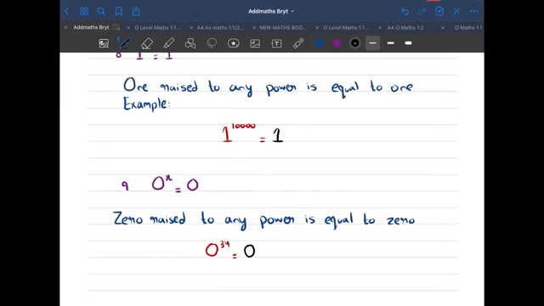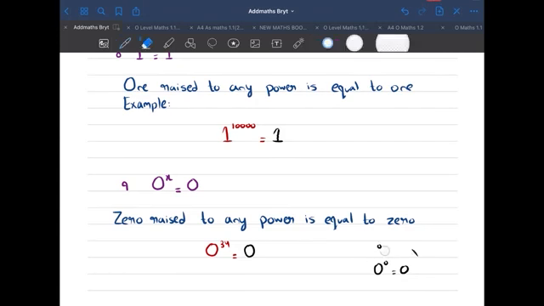And 0 raised to anything is what? 0. Here, there might be a confusion. Sir, what if there is 0 power 0? Will it be 1? No. 0 power 0 is 0. I told you anything raised to the power 0 is 1, but in the case of 0, that's not the case.